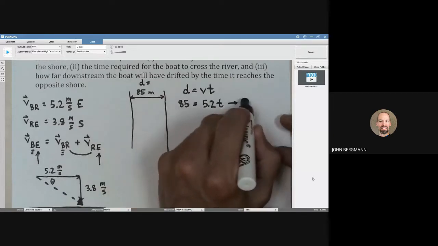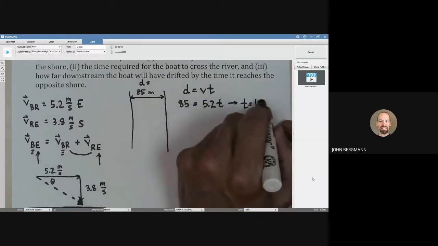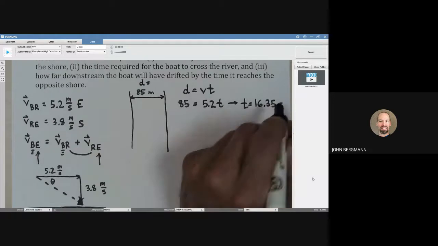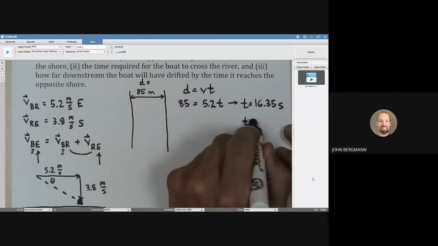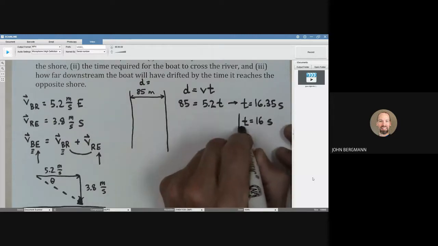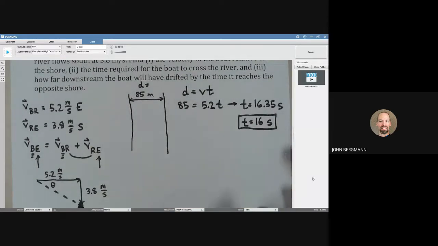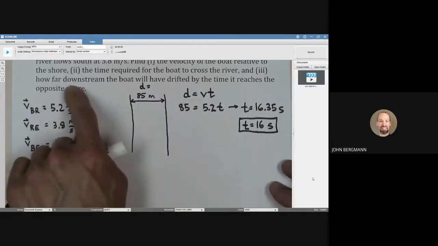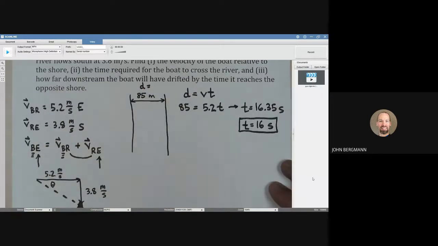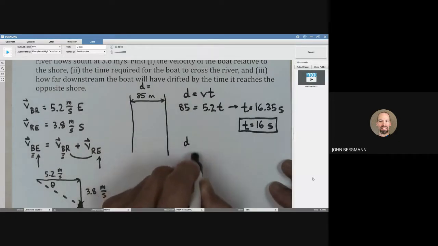And when we type this into our calculator, just in case we need this number later, it's helpful to record a few extra significant figures. I got 16.35, but when we report our answer, we want to use proper significant figures. So when we report our answer, we should say 16. But as we'll see here in just a second, if we need to use this time later on, we should probably use the 16.35. And that's what we're going to do, because question 3 says how far downstream the boat will have drifted. So now we're talking displacement in the southward direction.